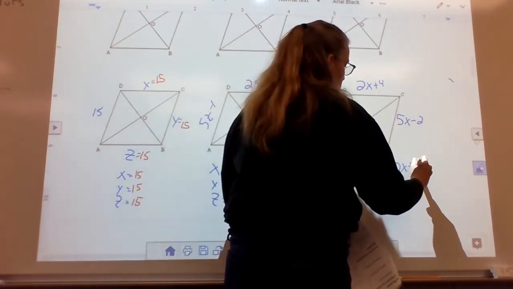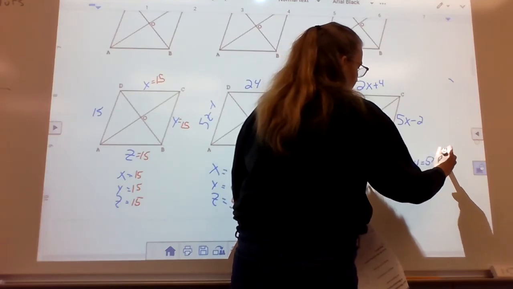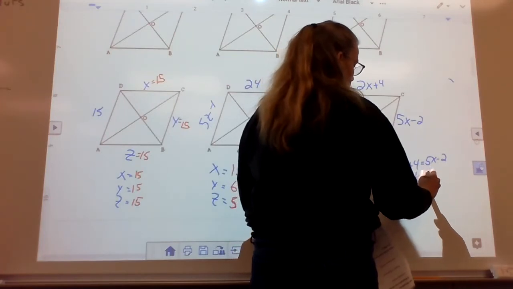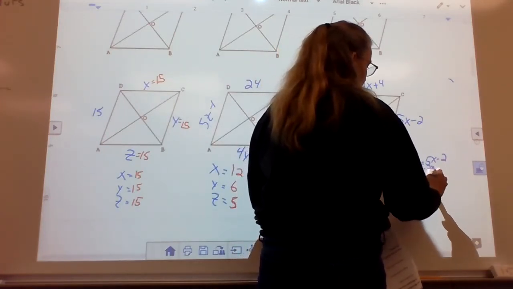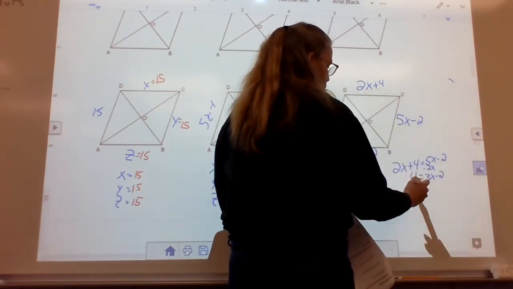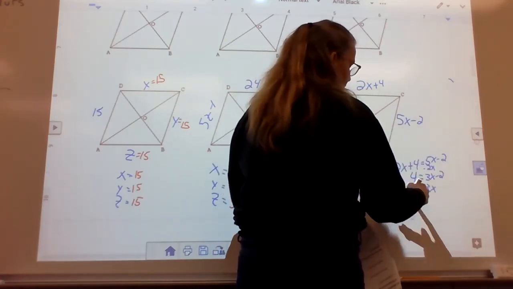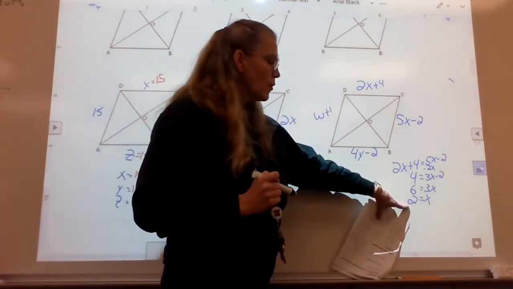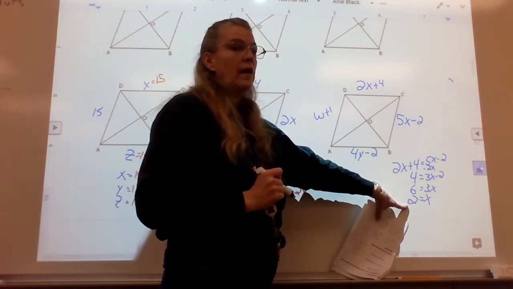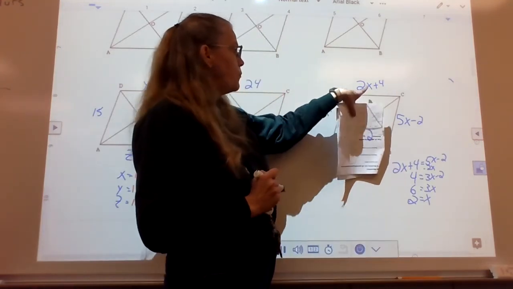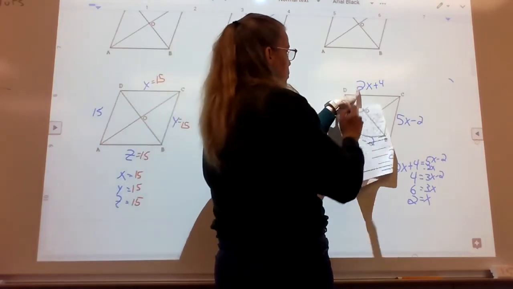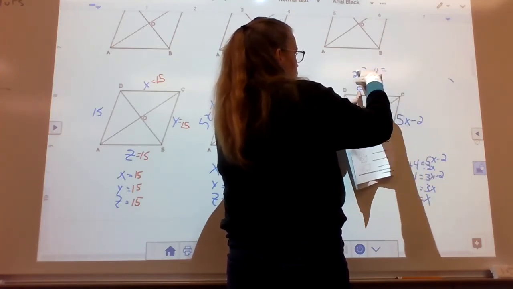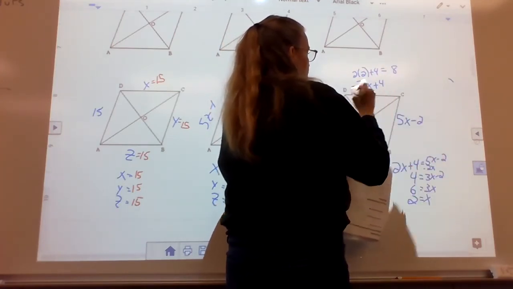So 2x plus 4 equals 5x minus 2. Set those equal. Subtract the 2x. I get 3x minus 2. Add the 2. 6 equals 3x. So 2 equals x when I divide by 3. So now I know x is 2. The side isn't 2. X is 2. So I can put this 2 back into my equation and say 2 times 2 plus 4 equals 4 plus 4 is 8. So now I know that side is 8.